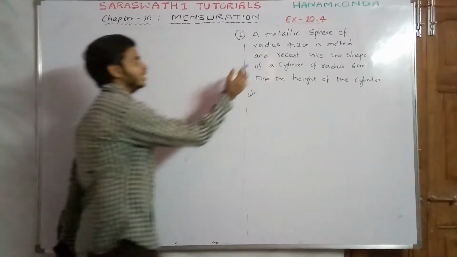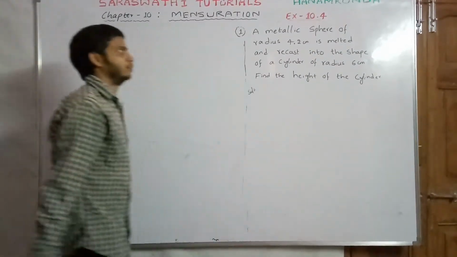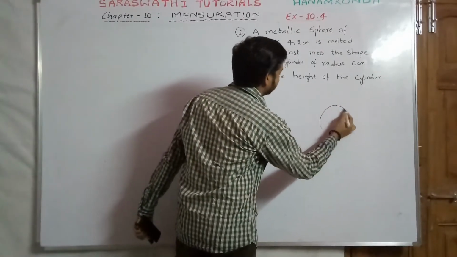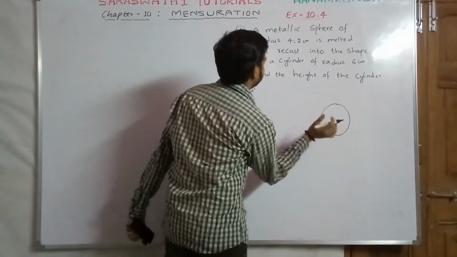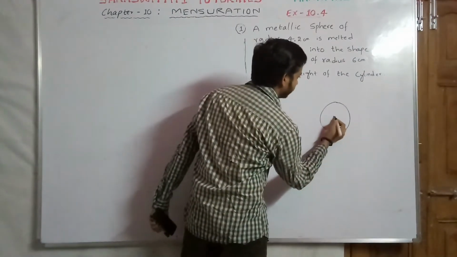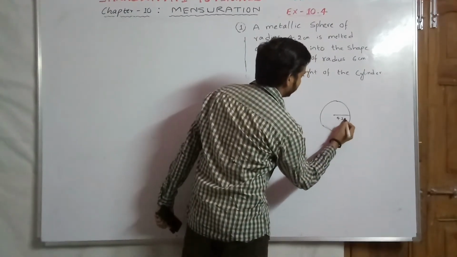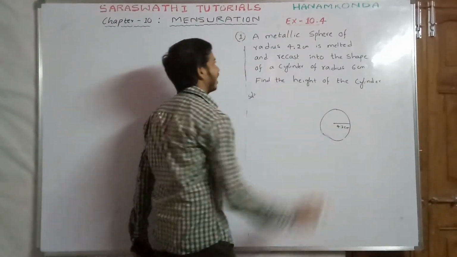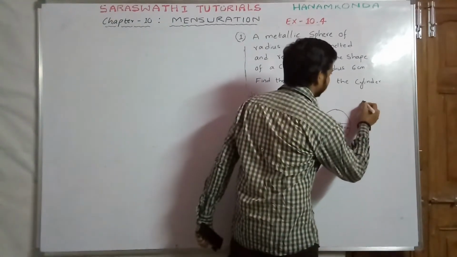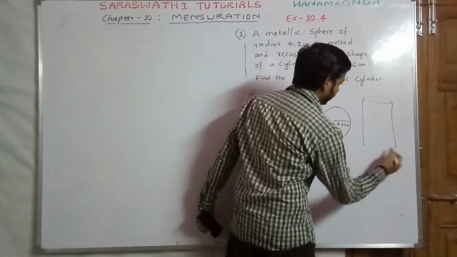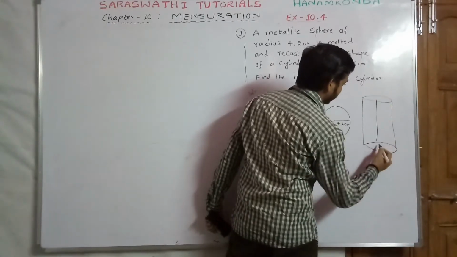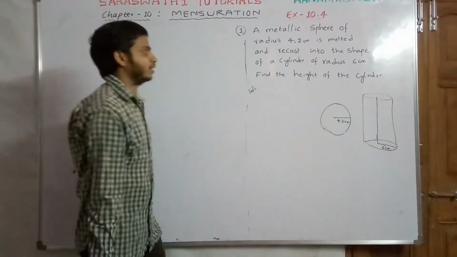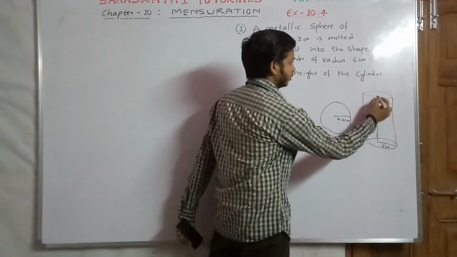So the first problem here is: a metallic sphere of radius 4.2 centimeters is melted and recast into the shape of a cylinder of radius 6 centimeters. So the sphere is melted and recast in the form of a cylinder. The radius of the cylinder is given as 6 centimeters. We have to find the height of the cylinder.